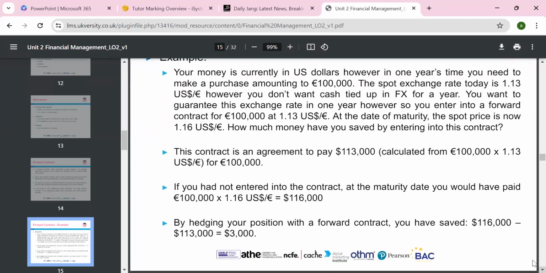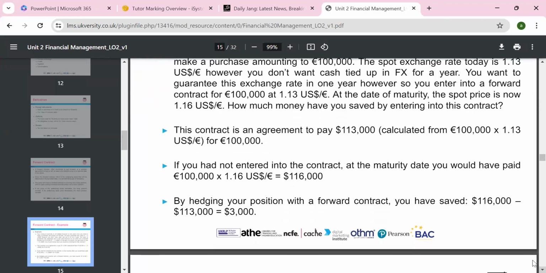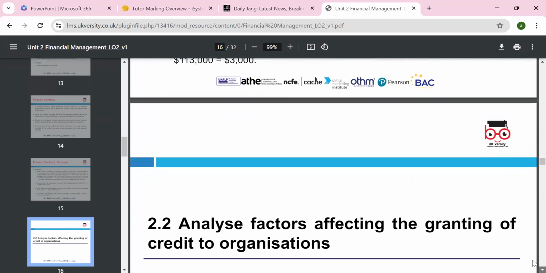So we can look at the exchange rate we are supposed to pay in euros. If you had not entered into the contract, at maturity you would have to pay 1.16. So if you hedge it, you pay 1.13 instead of 1.16, and you are better off by 3,000.